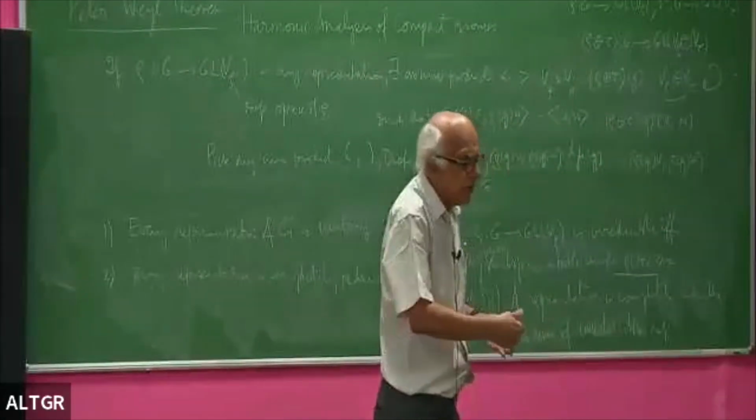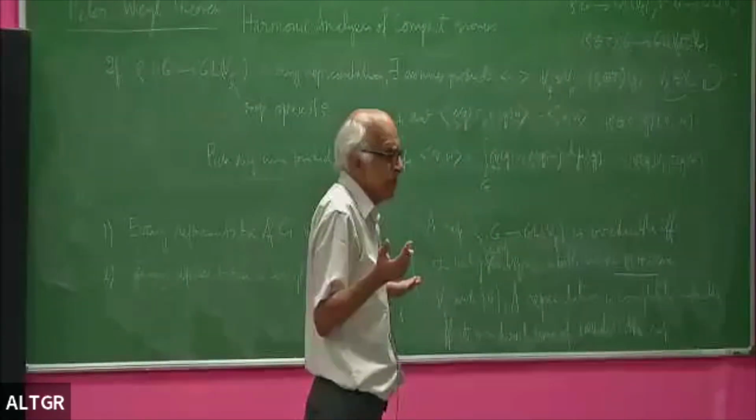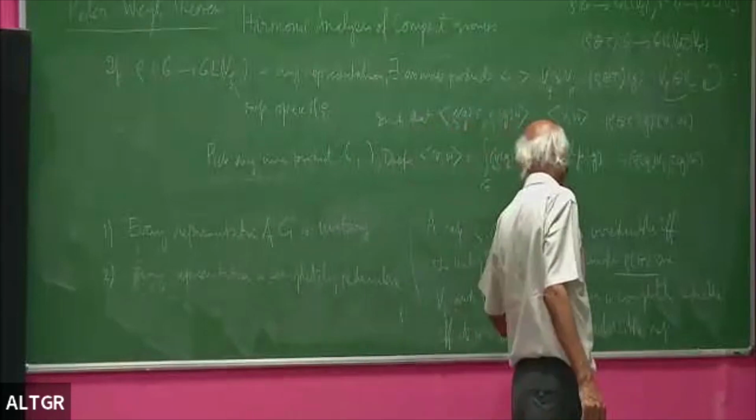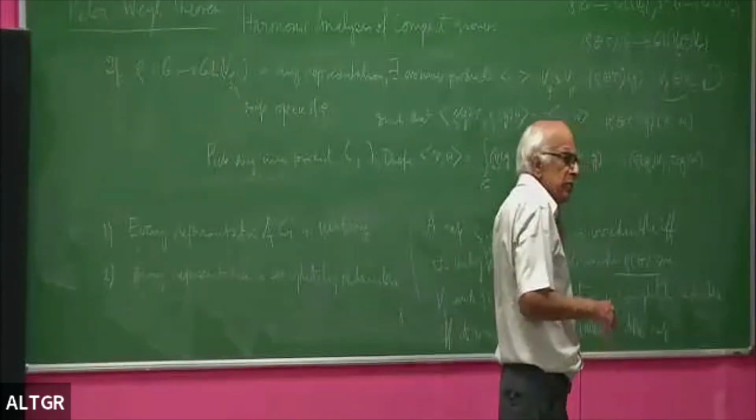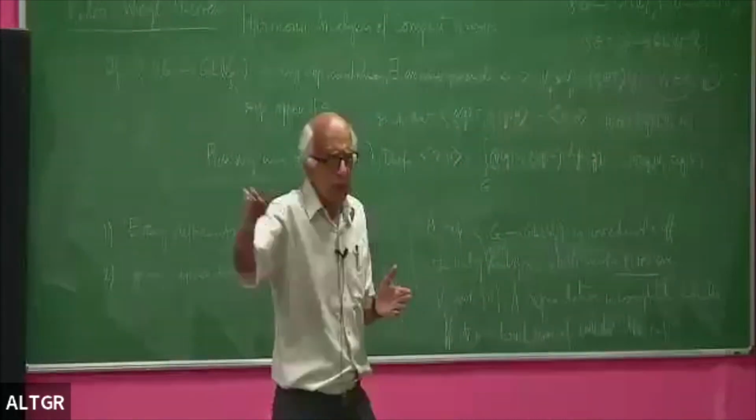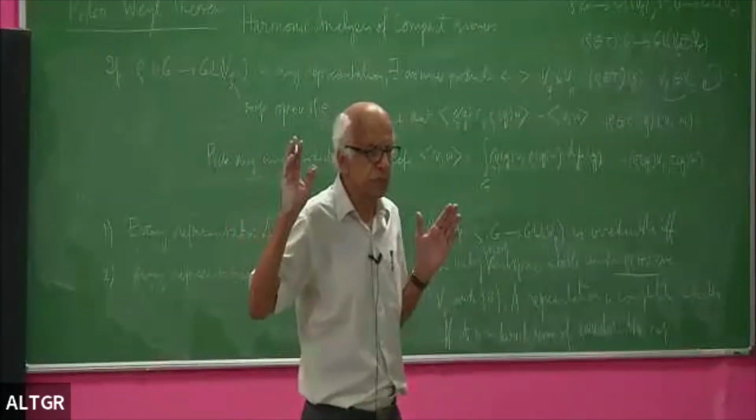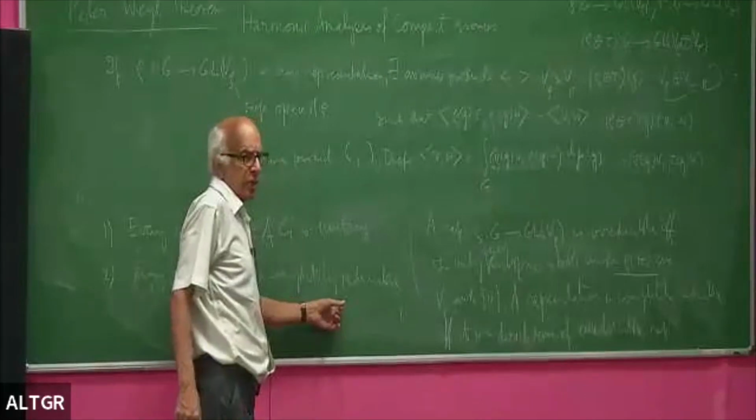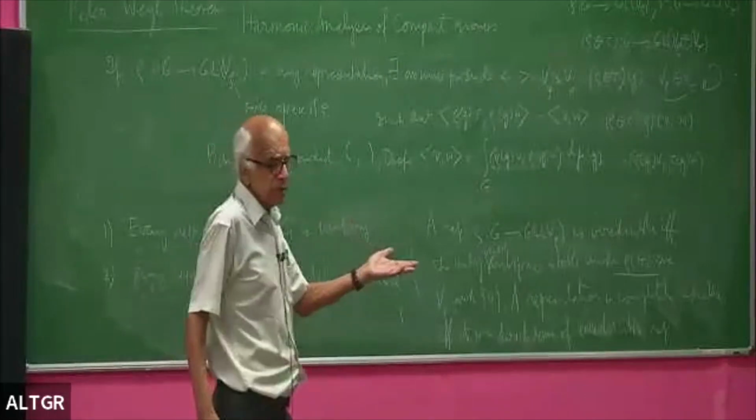And then it makes sense to talk of direct sum of a number of copies, of a number of representations. And what we're saying here is that the representation is completely reducible if it's a direct sum of irreducible representations. So every representation is completely reducible. This is the next statement. Why? Start with a representation.